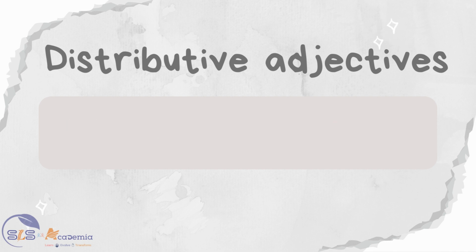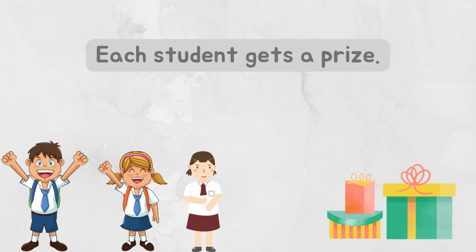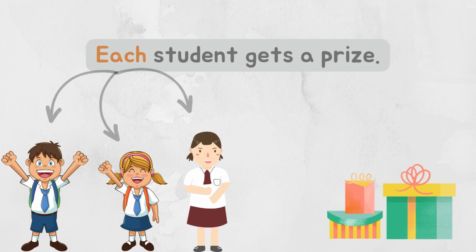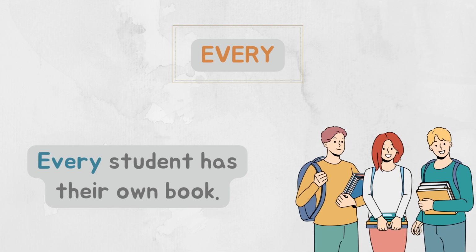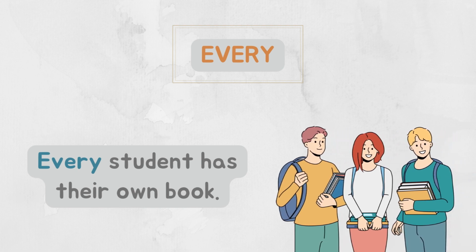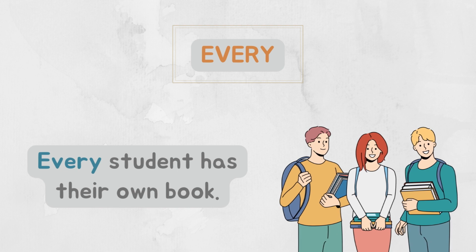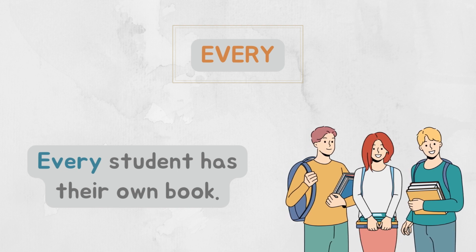For example, consider the sentence, "Each student gets a prize." In this sentence, each is a distributive adjective as it is used to describe each individual student in the group. You can use the distributive adjective every to describe each member of a group, such as in the sentence, "Every student has their own book." Here, the adjective every emphasizes that each student has their own book rather than the students sharing a single book.